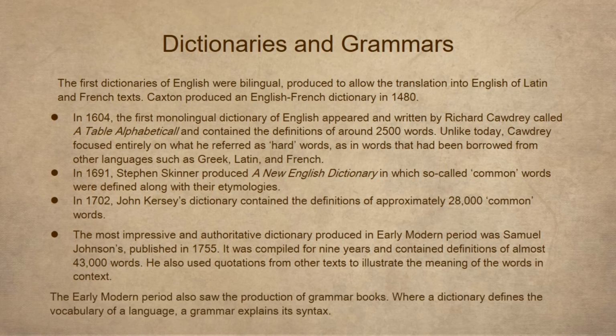The early modern period also saw the production of grammar books. Where a dictionary defines the vocabulary of a language, a grammar explains its syntax.